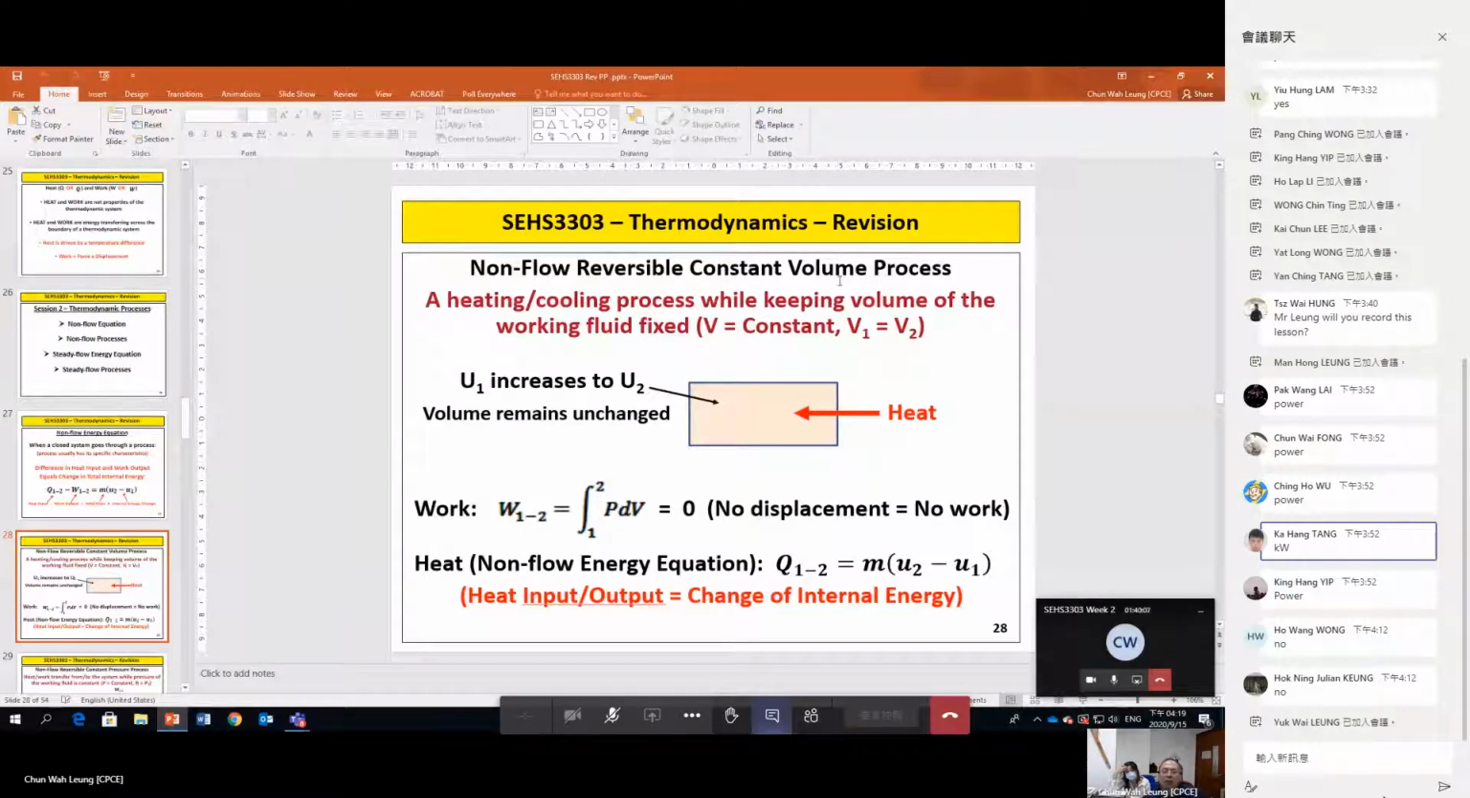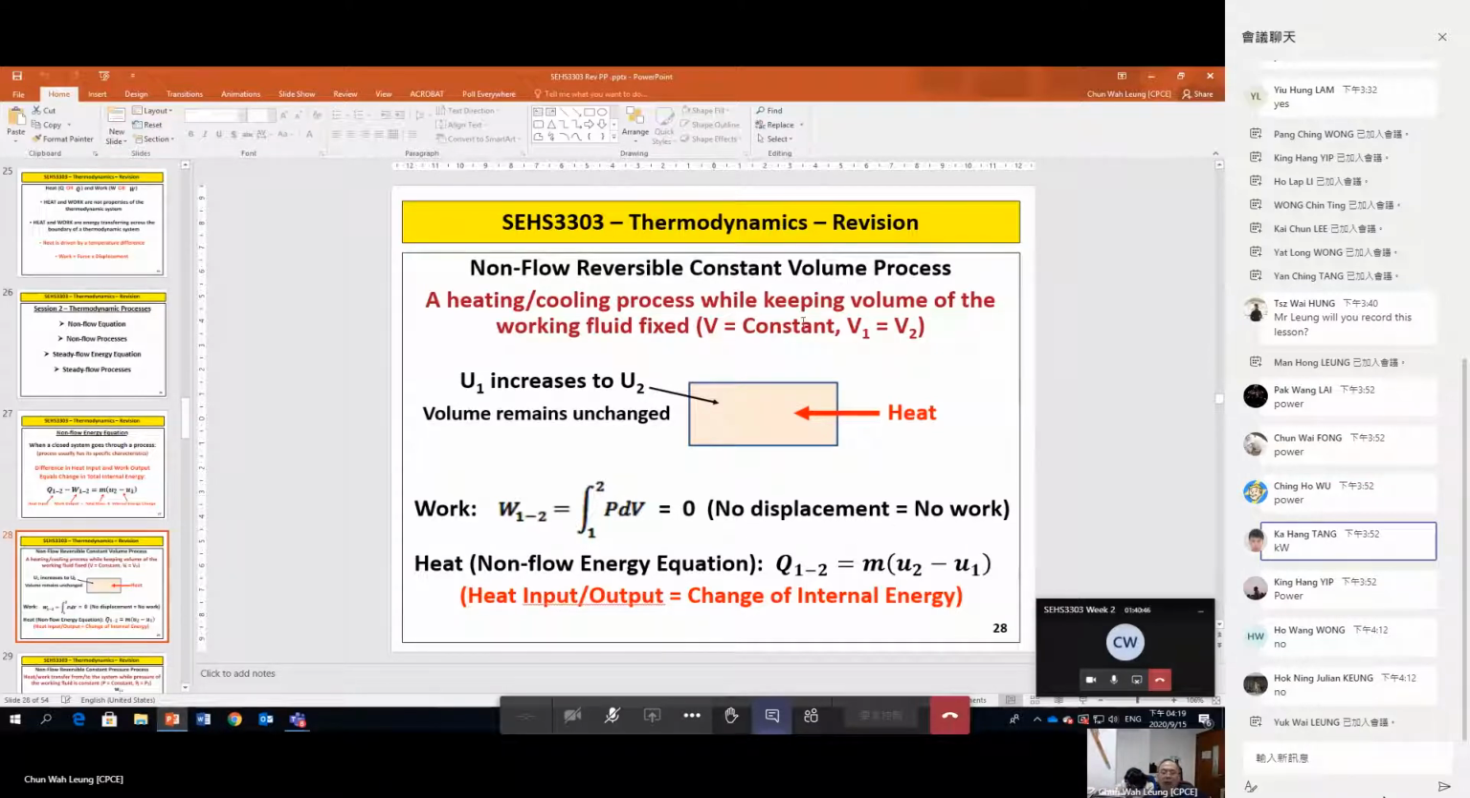But for a constant volume process, volume remains unchanged. Therefore, there is no change in volume. dV, a small change in volume, but there's no more change. No change. So therefore, dV is 0. dV is 0. No change in volume. So we multiply P with 0. Gives you 0. Integrate from 1 to 2 of 0. Gives you 0.